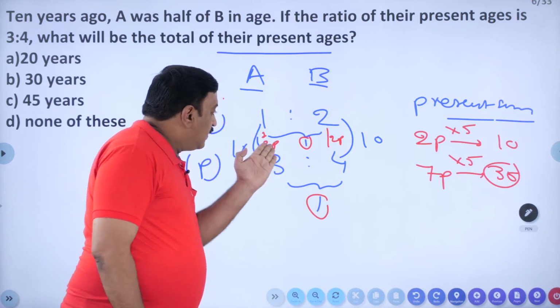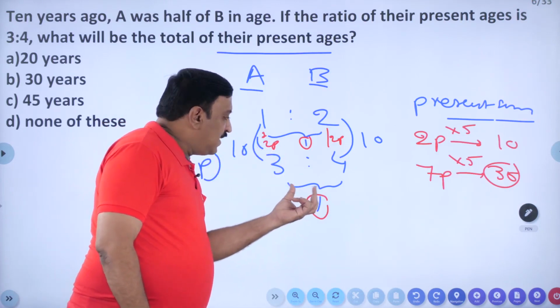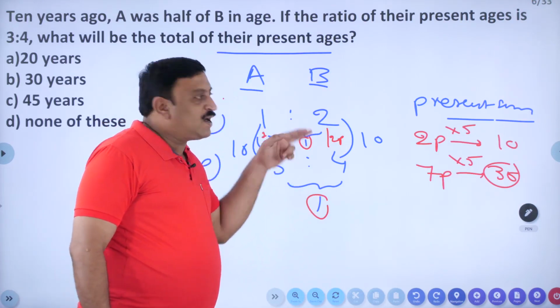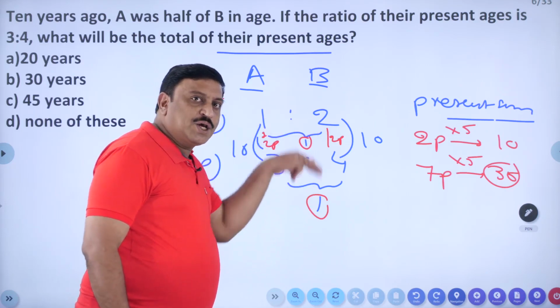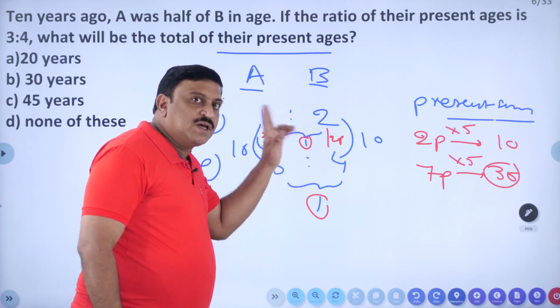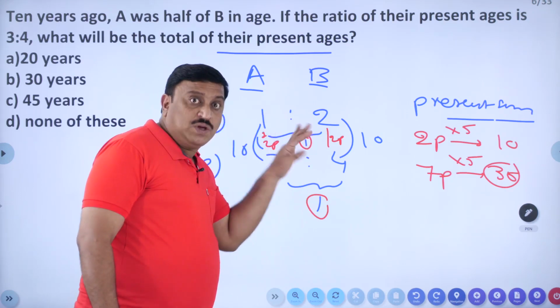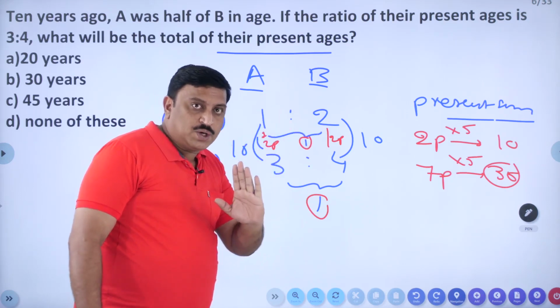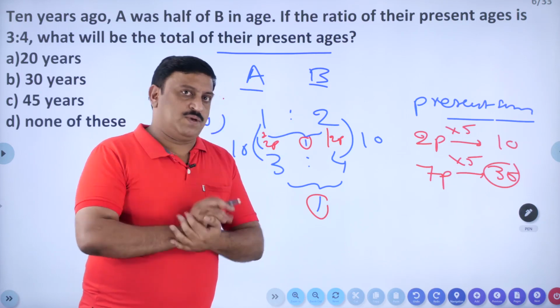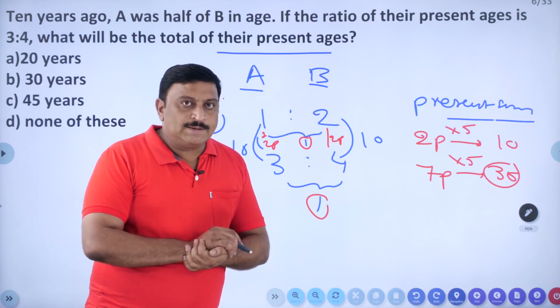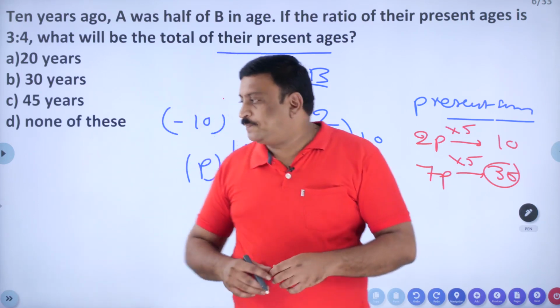So here, just by saying that the difference is 1 part doesn't mean that the ratio difference is also 1 part. It is not like that. It may be 2, it may be 3 also. Understood? So be cautious about this one. Clear? Next one.